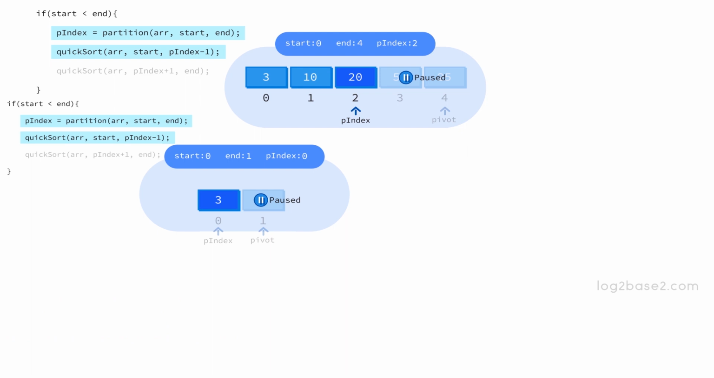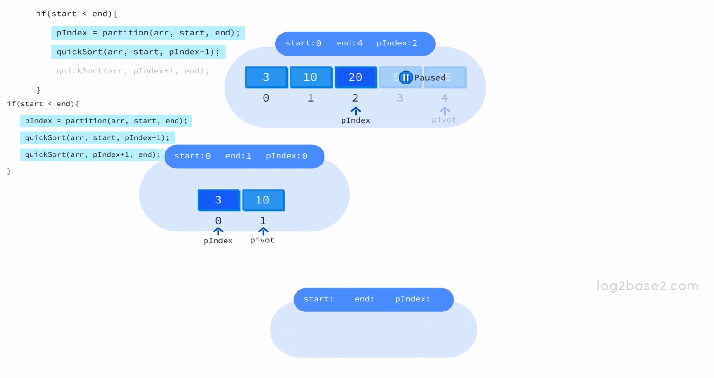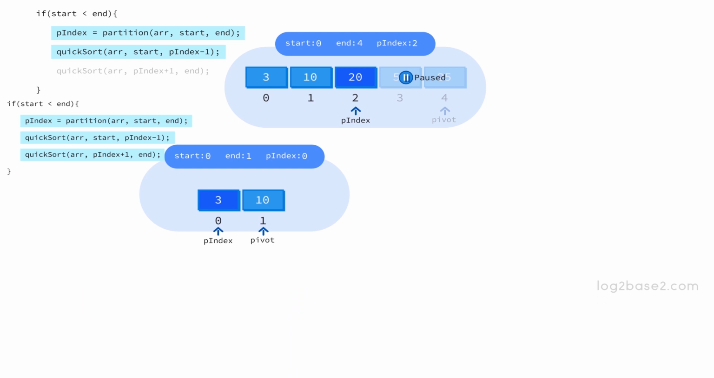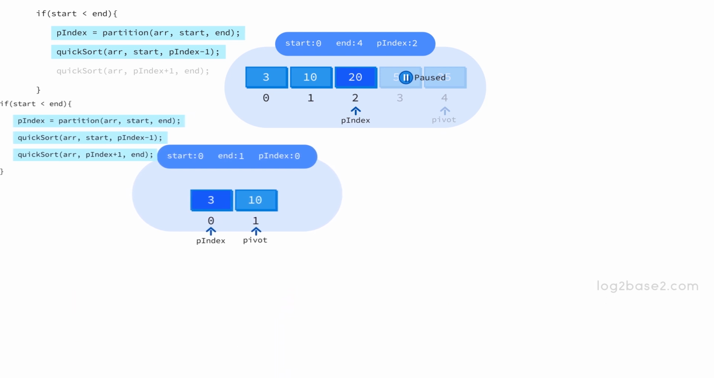Now, the first recursive call has finished its task. So now the second recursive call will be executed. Here, start is equal to p index plus 1, which is 0 plus 1 equal to 1, and end is equal to 1. So in this sub-array, start and end both are equal to 1. So there is only one element. So we can stop the process now. Here, the if start less than end condition will be false since start is equal to end. So it will not be executed. Now, this quicksort function has finished its task.